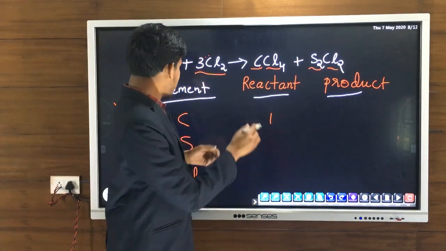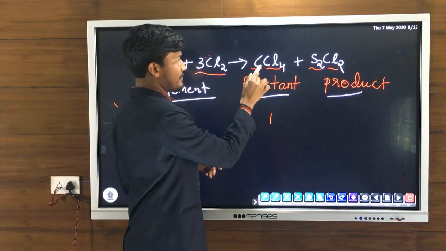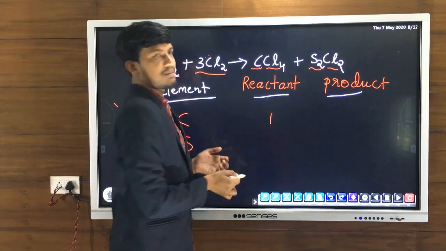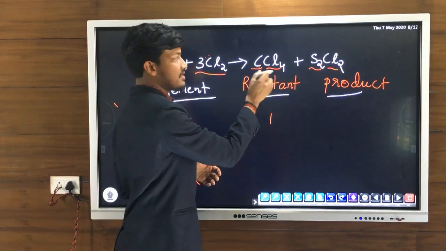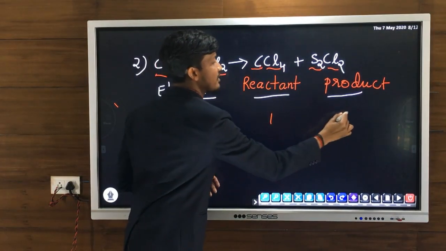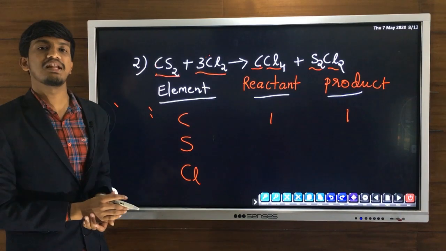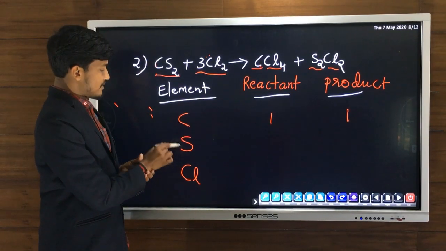Then on the product side, where is carbon? In CCl4 there is carbon and there is no carbon in S2Cl2. So CCl4, that is C1Cl4. So number of carbon atoms in C1Cl4, number of carbon 1.